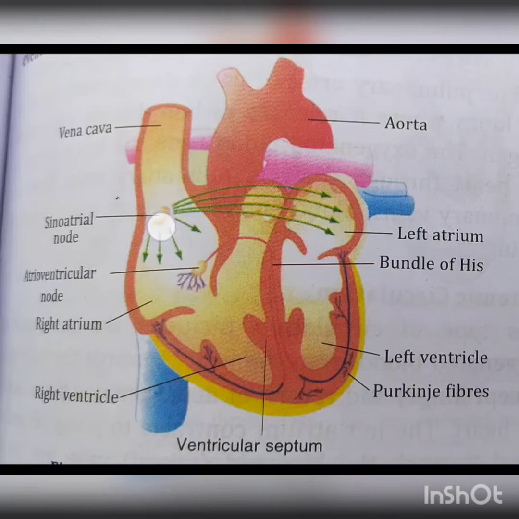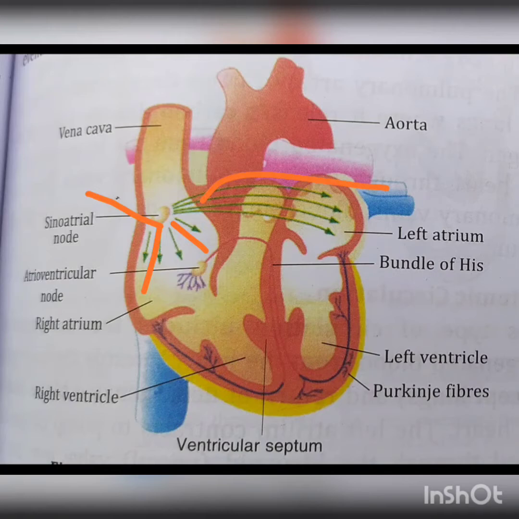This is the specialized tissue called the sinoatrial node. The single heartbeat starts with an electrical signal from the sinoatrial node on the walls of the right atrium. This acts as a pacemaker or the heartbeat regulator.